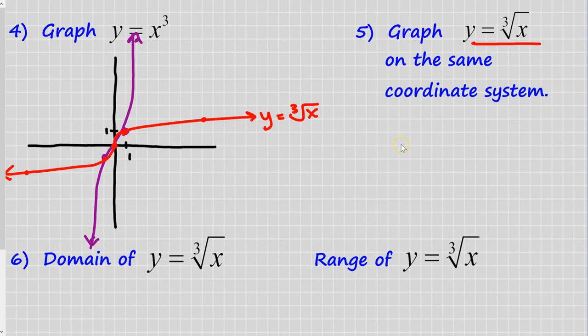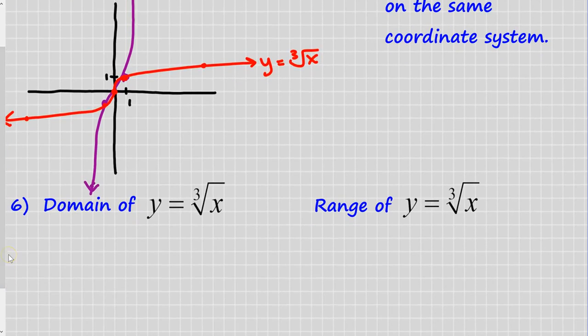And then let's go over the domain and range. Since you can cube root negative numbers and you get a negative, and you can cube root positive numbers and you get a positive, you can cube root any real number. So the domain of y equals the cube root of x is all real numbers, as is the range. You can tell from the graph it's going to go infinitely high, it's going to go infinitely low. There's no gap in the middle.